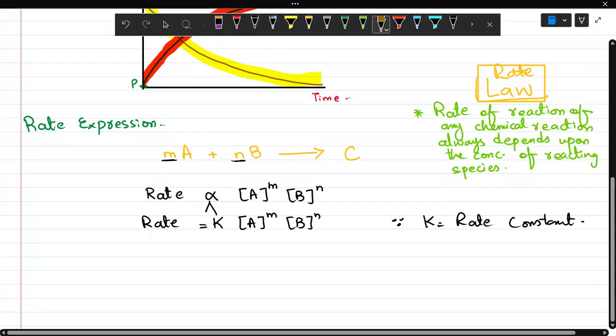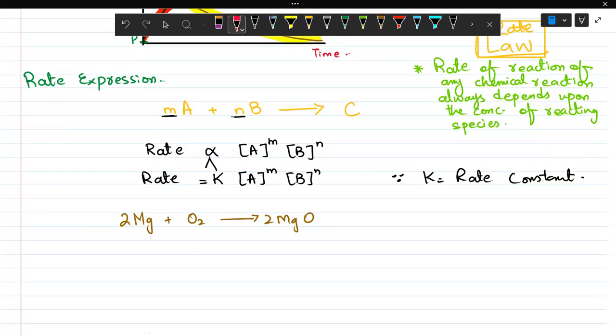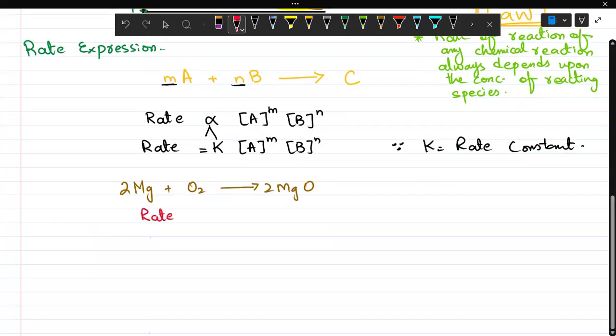Now let's write a chemical equation. Mg plus O2 producing 2MgO. If I ask you to write the rate expression for this equation, you will write it this way, beta. Rate is equal to K, the rate constant, times the concentration of the first reactant, which is magnesium, and the second reactant, which is oxygen. The number for magnesium is 2, so it is 2.